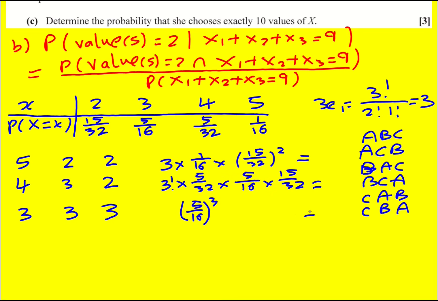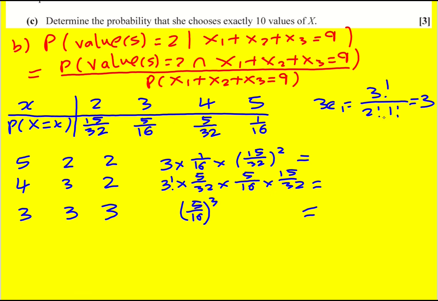So I'm going to write down what each of these is. Okay, and this is something I've done earlier. So we get 675 over, I kept it exact as fractions, and then 1125 over 8192, and 125 over 4096.